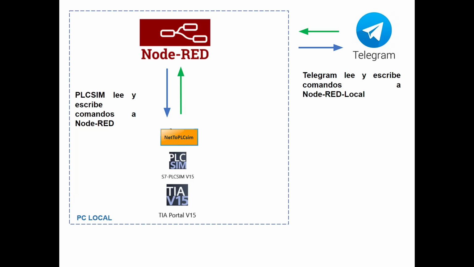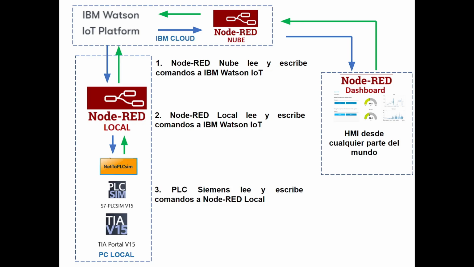This type of architecture is based on reading and sending commands related to the network node. So when the TIA Portal is configured to the PLC, it's connected to NetToPLCsim and sends data to the network node. Thank you very much, Alejo.